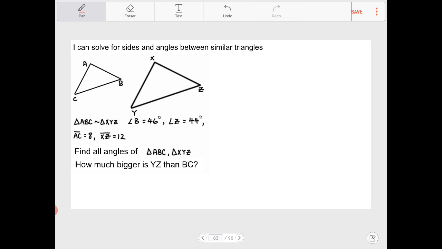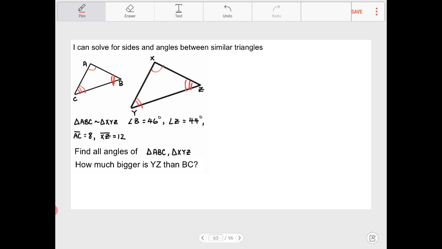So hopefully you guys had some time to think about this. Now this problem here is written rather tricky. So angle A corresponds with angle X. Angle B corresponds with angle Y. And then angle Z corresponds with angle C.